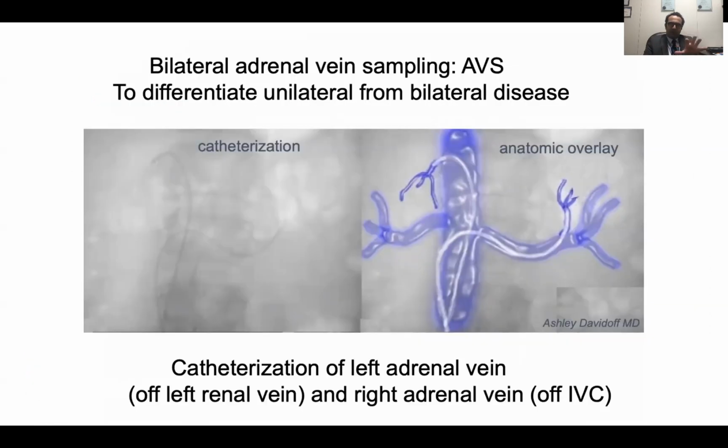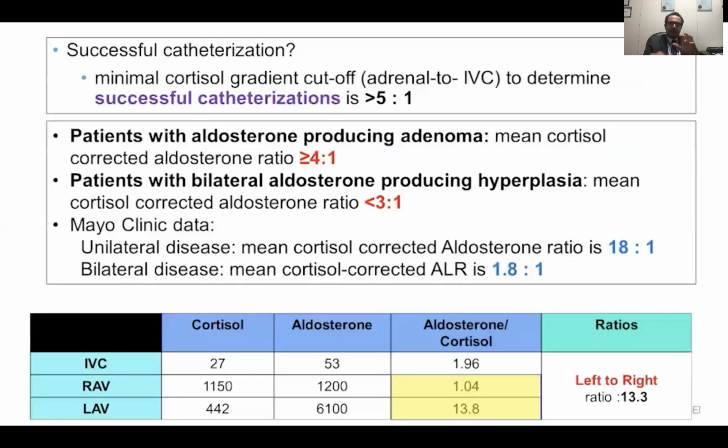Once you catheterize, you take the samples from 3 different places. The samples are basically cortisol and aldosterone, and these are taken from the IVC, from the right adrenal vein, and from the left adrenal vein. The first step is always the successful catheterization, and that is when you compare the cortisol gradient of adrenal to IVC: the right adrenal to IVC, the left adrenal to IVC.